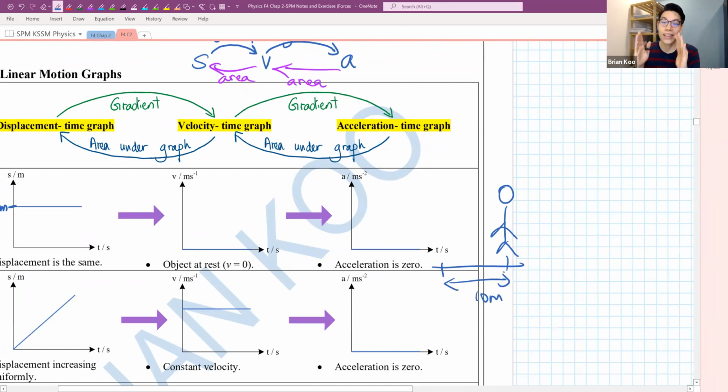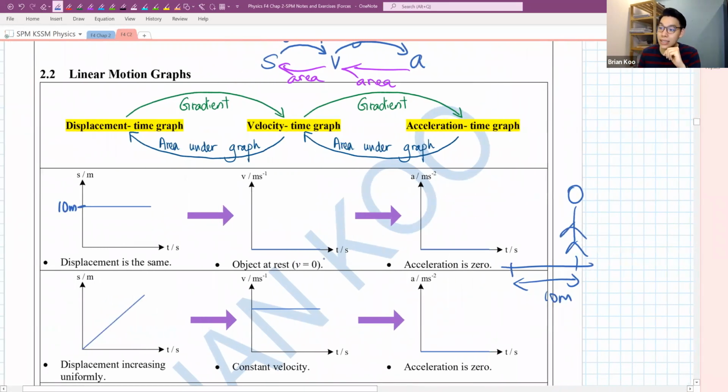He's just standing there, not moving. Displacement is the same. That means that the person is at rest. That person is at rest. Okay, so this one is the displacement-time graph. This one is the velocity graph, velocity-time graph, right? So at rest means that the velocity is 0.